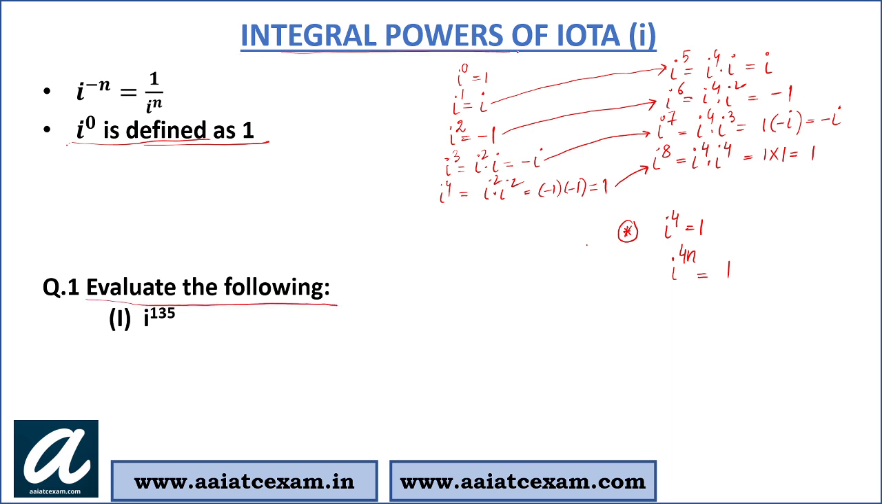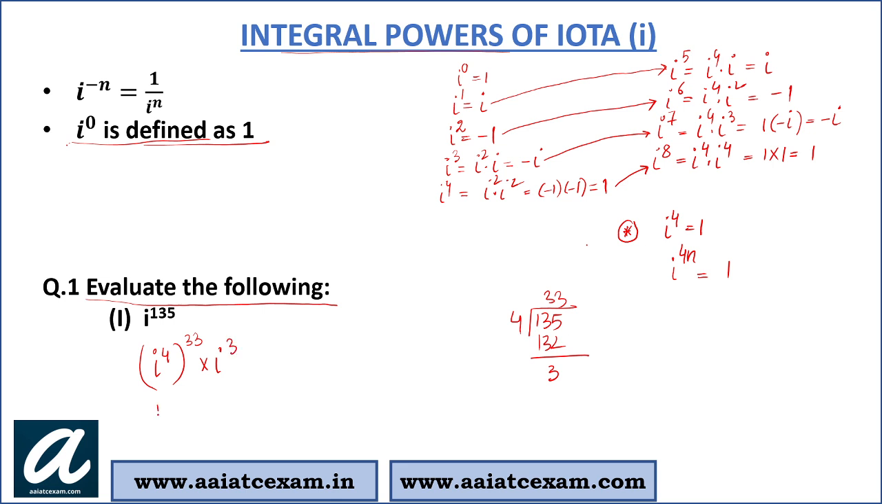Now students, let us use this concept. What are the integral powers of iota? Consider you are calculating iota raised to the power 135. Students, just divide 135 by 4. The quotient will be 33 and the remainder will be 3. So I can write it as iota raised to the power 4 whole raised to the power 33 into iota cube.